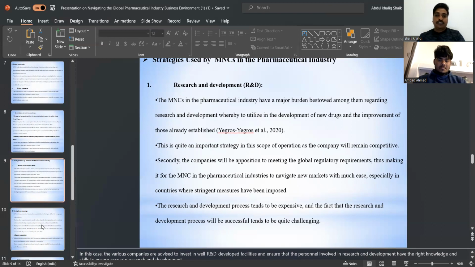Secondly, the company will be in a position to meet the global regulatory requirements, thus making it easier for MNCs in the pharmaceutical industries to navigate new markets, especially in the countries with stringent measures imposed. The research and development process tends to be expensive, and the fact that the research and development process will succeed tends to be quite challenging.